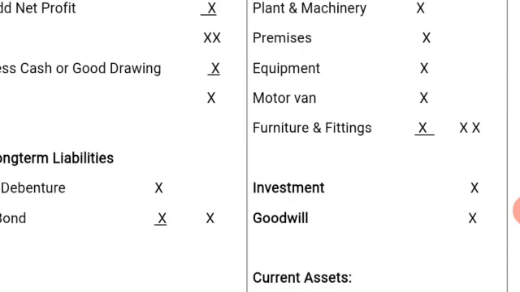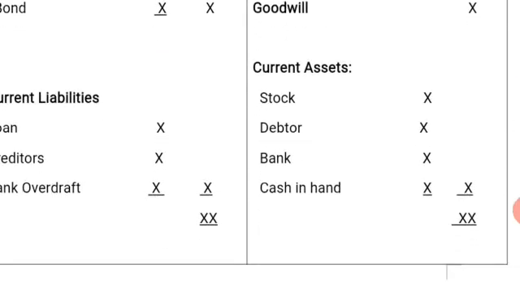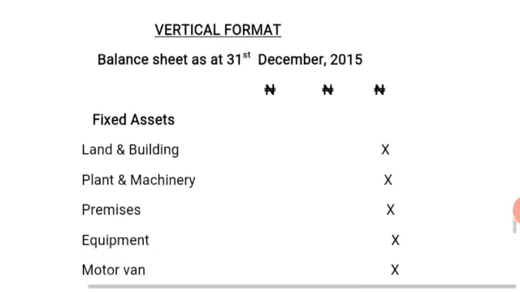In a balance sheet, you can also have intangible assets such as investments and goodwill. You will add them to it. Then you move to the current assets such as stock, debtors, cash at bank, as well as cash in hand. Everything will be added together. So the total on the right hand side must be equal to the total on the left hand side of a balance sheet.